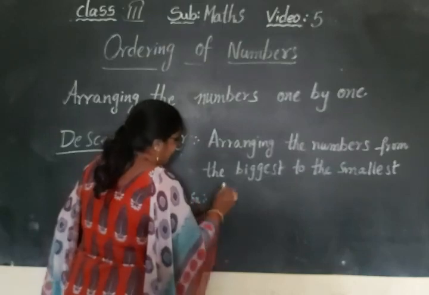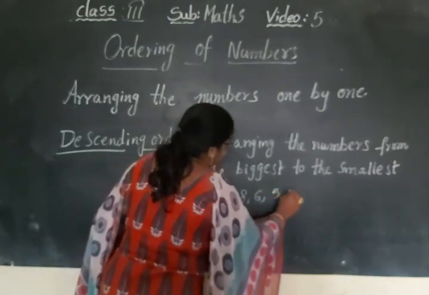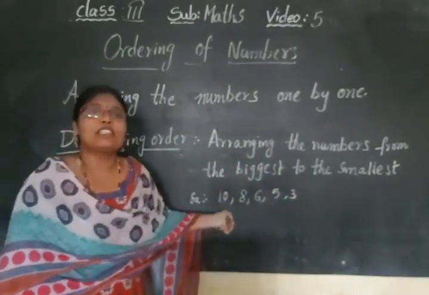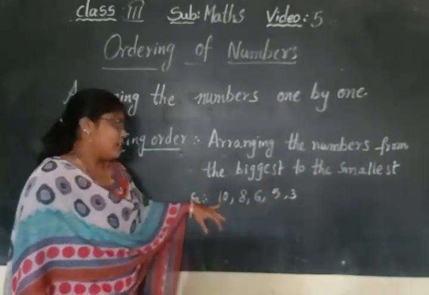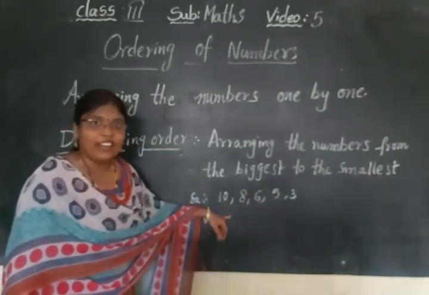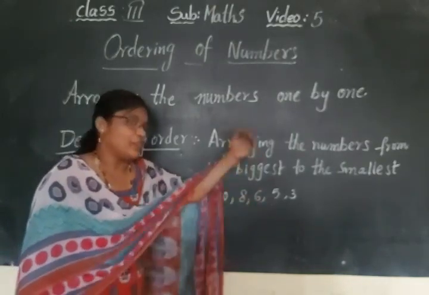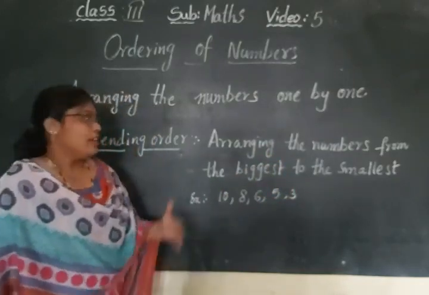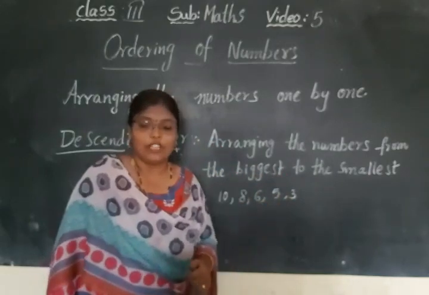For example, 10, 8, 6, 5 and 3. See here, these numbers are arranged in descending order. How? Let's see. Is 10 greater than 8? Yes. And 8 greater than 6 and 6 greater than 5 and 5 is greater than 3. So these numbers are arranged in descending order.